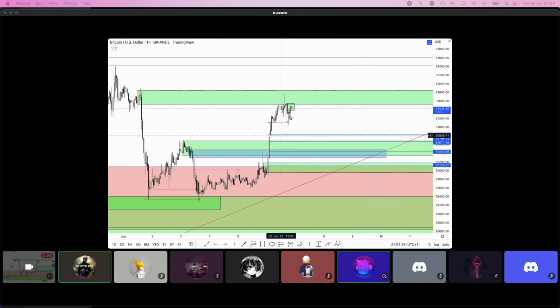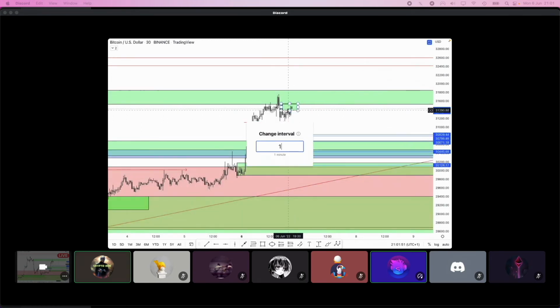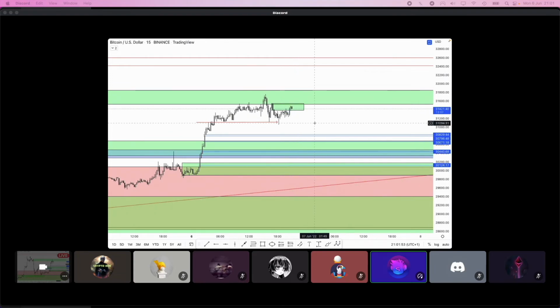We've got gaps here. So price could even come here. So yeah, guys, it's all about waiting for that price action. And look what's happening in this little order block, this 15-minute order block.